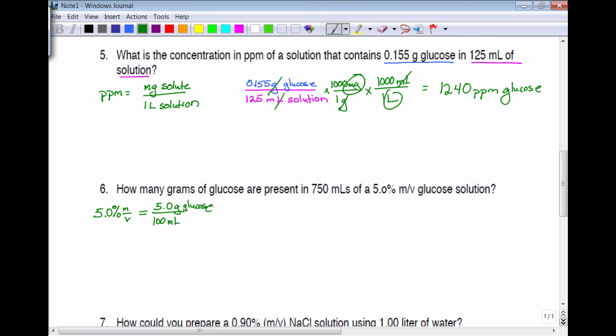This is a more useful form for doing a unit conversion because I can see that I'm going to be converting my 750 milliliters of solution into grams, and my concentration is the way to get there. Grams of glucose is what I'm looking for, and the milliliters of solution is what I am converting. Doing this conversion, I get my answer in 2 significant figures to be 38 grams of glucose.